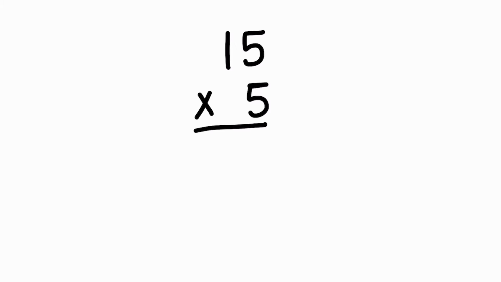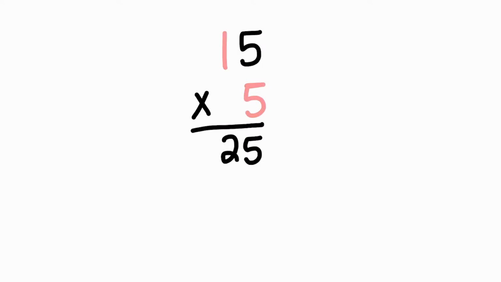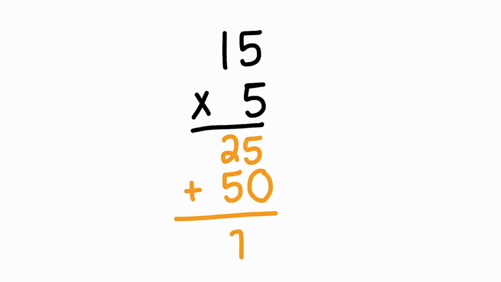So let's multiply instead. So I have 15 groups, and each group has 5 gummy bears each. Multiply the ones place at the bottom number by the ones place at the top number. Place your answer in the ones place below the line. Multiply the ones place at the bottom number by the tens place at the top number. Place your answer in the tens place below the line. Place a 0 underneath the result in the ones place. And that's how we know that I have 75 gummy bears.